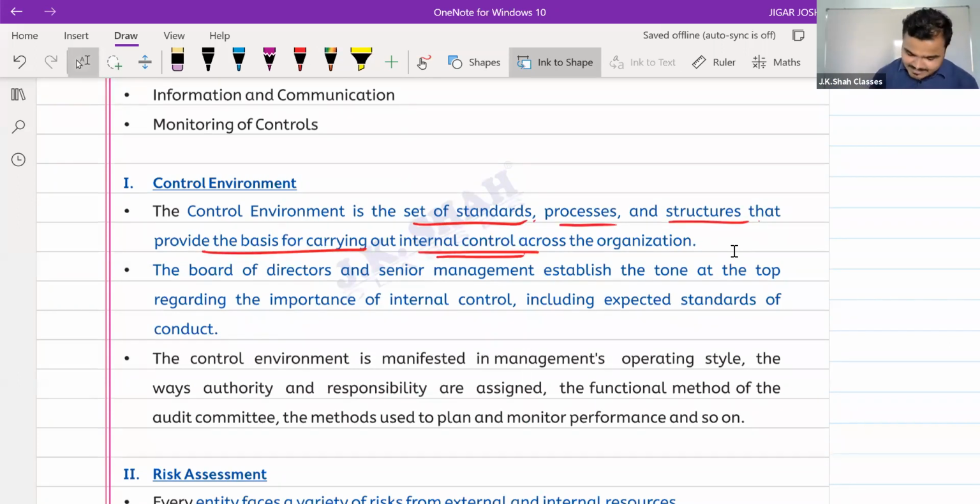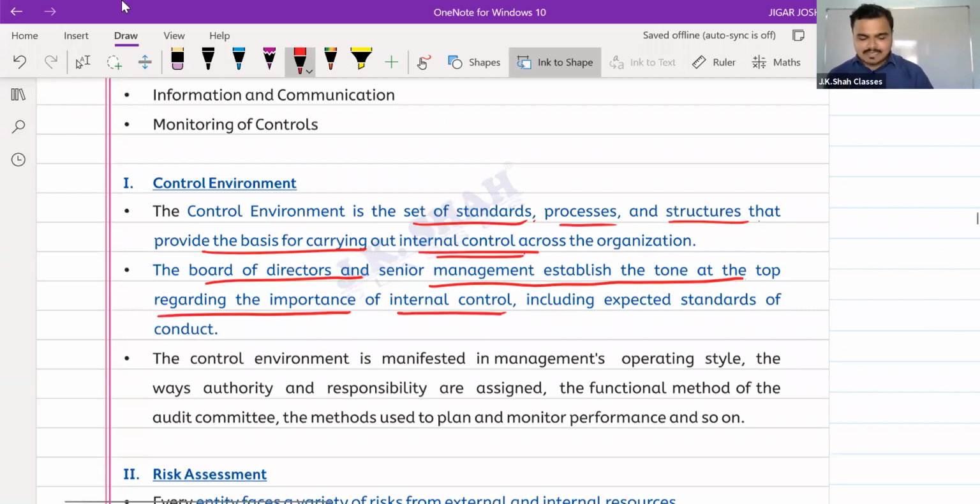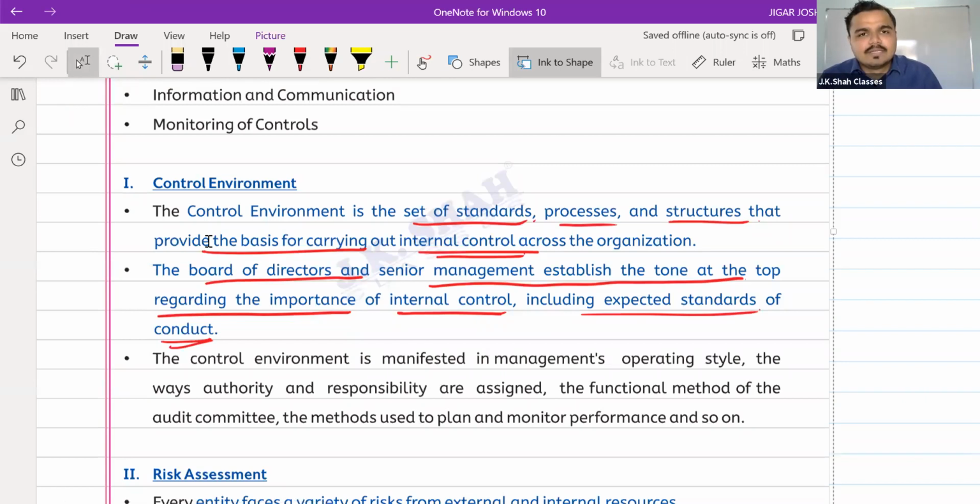Yes, sir. Board of directors and senior management establish the tone at the top regarding the importance of internal control. This actually helps everyone understand what kind of controls we really need to follow. It also includes the expected standards of conduct. That means how you should react in a particular situation, and that can also be judged with the help of internal controls. Are you clear with this?